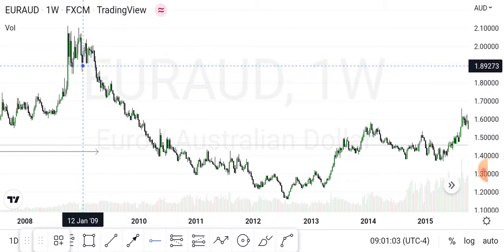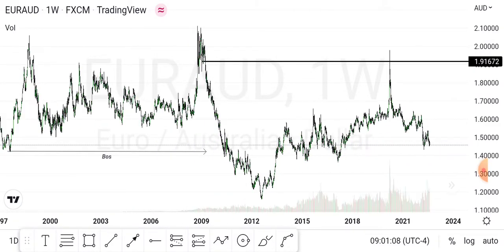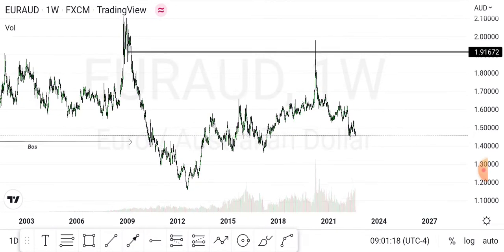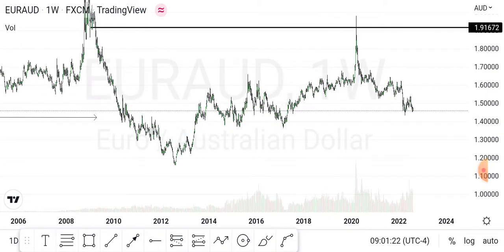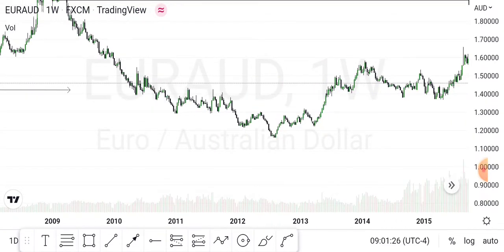We had a mitigation here, and we are going back down. So we want to trade with the trend. This is what we are trying to catch now. Since we know we are in the downtrend on Euro Aussie, let's build a story from here.